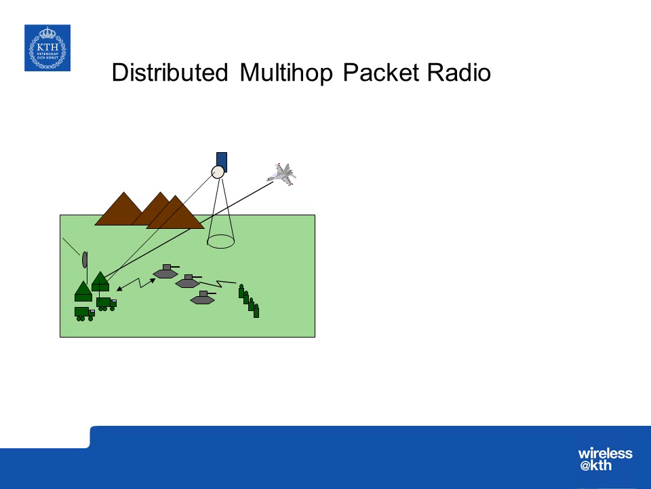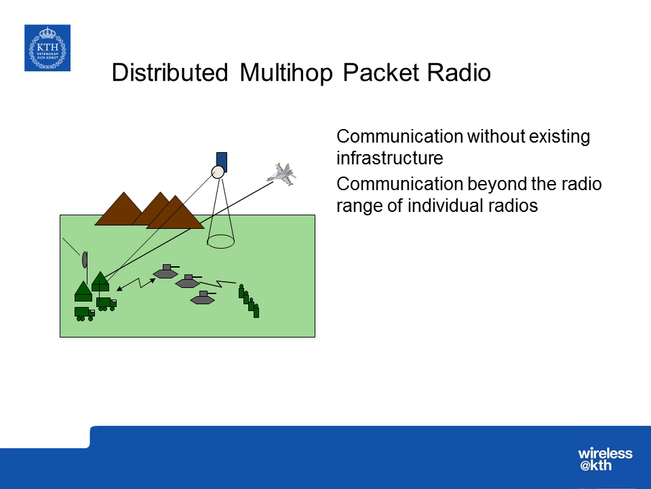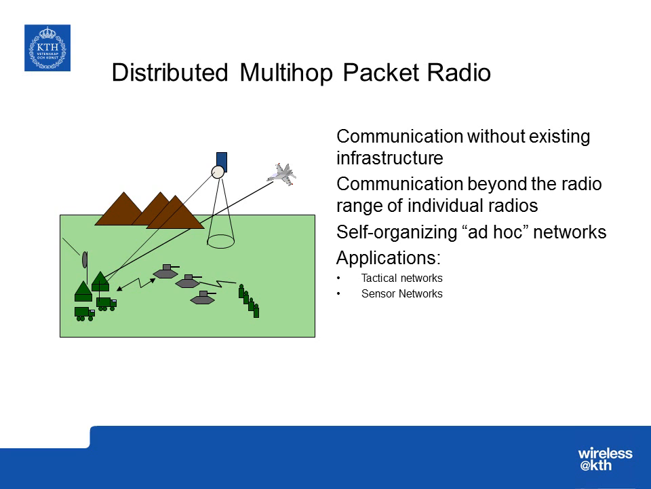So what are multi-hop networks? Well, in this particular figure we can see a tactical radio scenario where a number of military units are communicating in a situation where there is no existing communication infrastructure available. A multi-hop network allows for communication beyond the radio range of the individual radios. We're going to see that networks of this type need to self-organize, since we do not know in advance exactly where the different mobile units will be. The applications that we envisage are mainly tactical networks and various sensor networks.